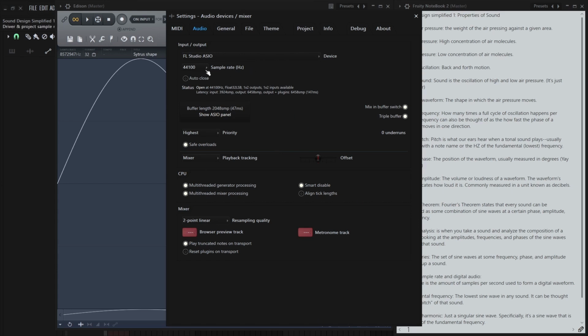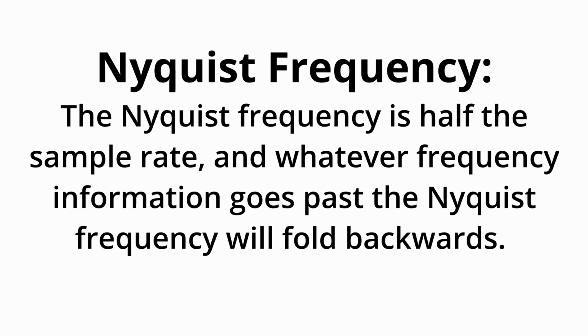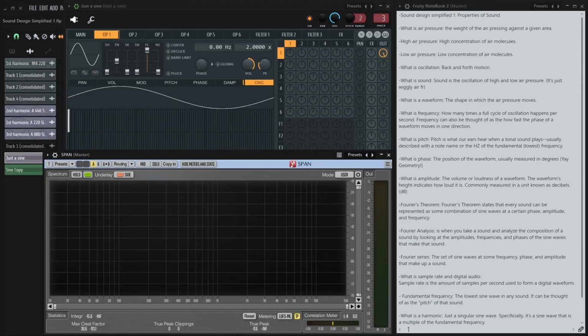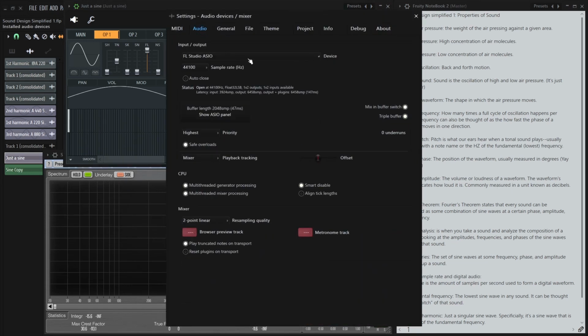44.1 kilohertz is a common sample rate in a lot of media and programs, but some programs allow you to change it. In the world of digital audio, we have something called the Nyquist frequency. The Nyquist frequency is half the sample rate, and whatever frequency information goes past the Nyquist frequency will fold backwards. So let's investigate what I mean when I say the frequencies fold backwards after going past Nyquist. So we know that this project has a sample rate of 44.1 kilohertz. If we divide that by 2, we get 22.05 kilohertz, which is our Nyquist frequency.